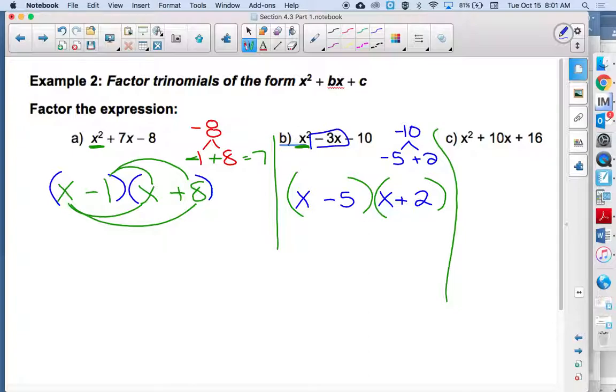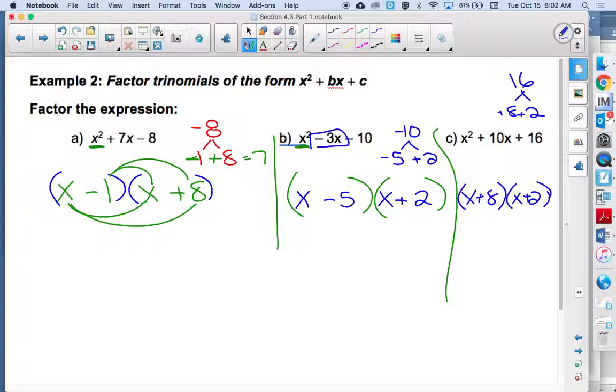The last one we have is x squared plus 10x plus 6. So, Nina, what do you think? X squared plus 10x plus, or 16, not 6. What 2 numbers multiply to be 16? 8 and 2. And how would they get 10? You add them. Right, you add them. So an 8 and a 2.